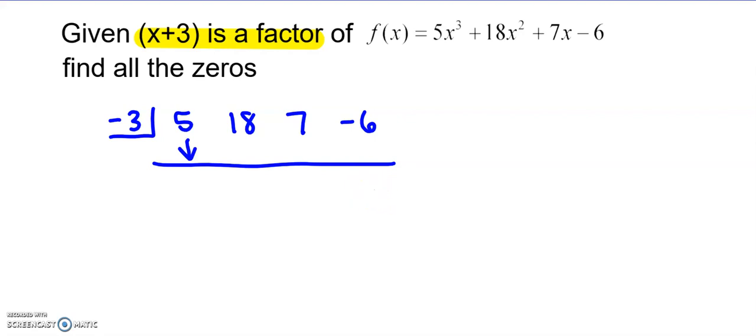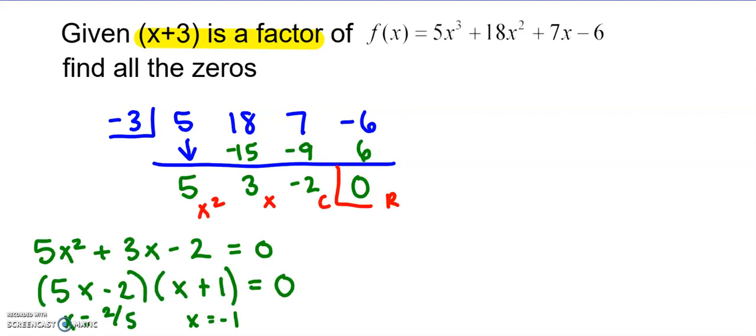It should be 0. Why don't you guys go ahead, put me on pause, synthetically divide this, and see if you can factor the quotient. Go ahead. Okay, so I synthetically divided. I did get that the remainder was 0. When I build this back up, I got 5x squared plus 3x minus 2, set that equal to 0, and I factored it.